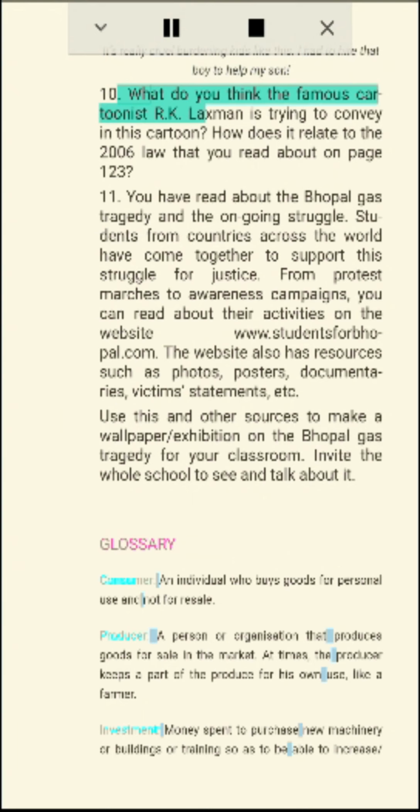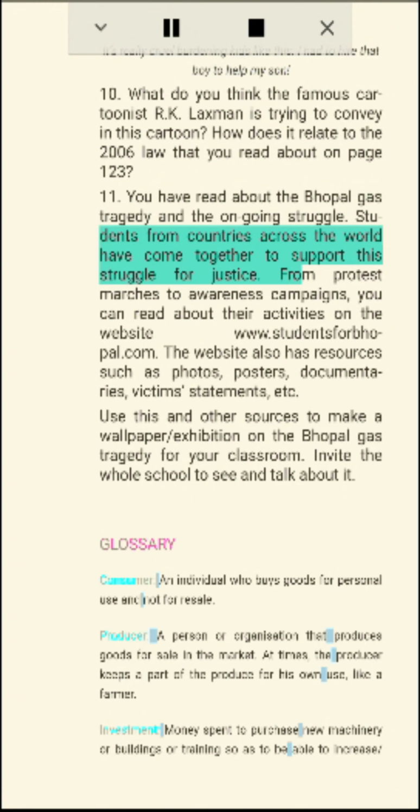10. What do you think the famous cartoonist R.K. Laxman is trying to convey in this cartoon? How does it relate to the 2006 law that you read about on page 123? 11. You have read about the Bhopal gas tragedy and the ongoing struggle.